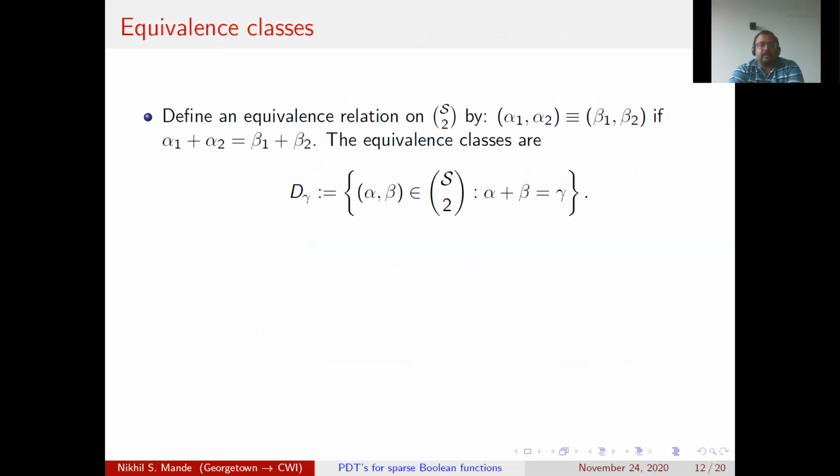Great. This induces a natural equivalence relation on pairs in S choose 2, where S denotes the Fourier support, where two pairs are equivalent if their sums are equal. And let's denote by d gamma the set of all pairs whose sum is gamma.